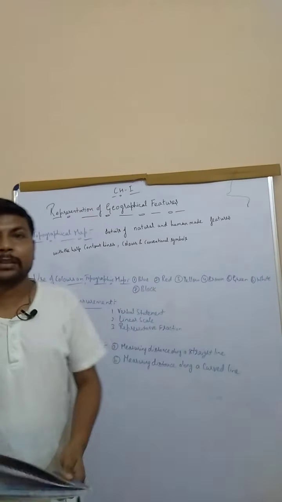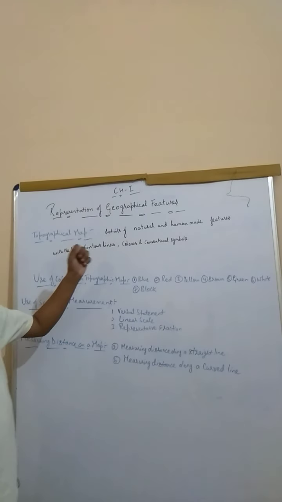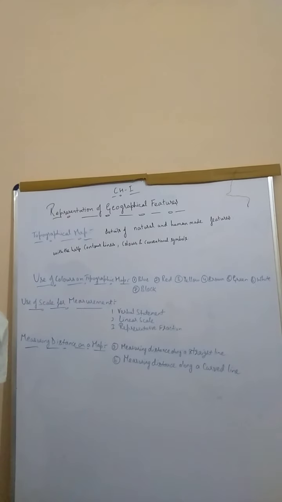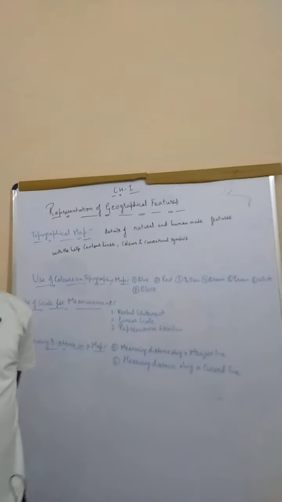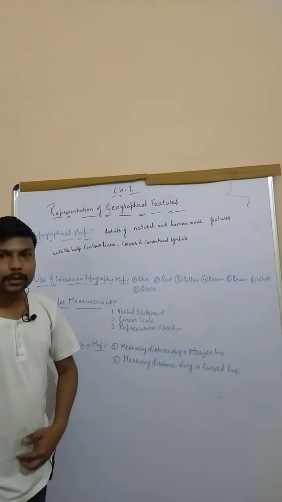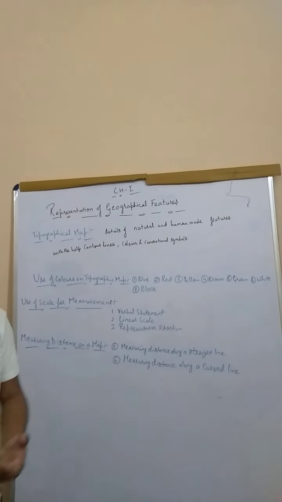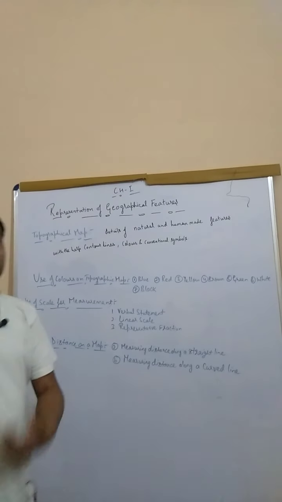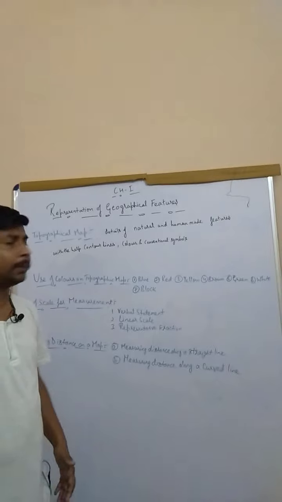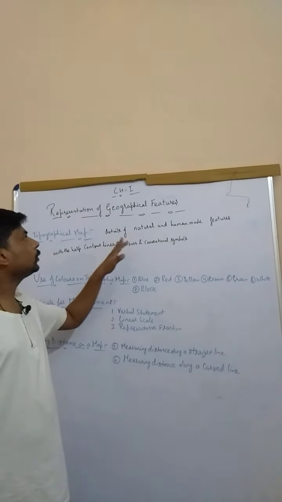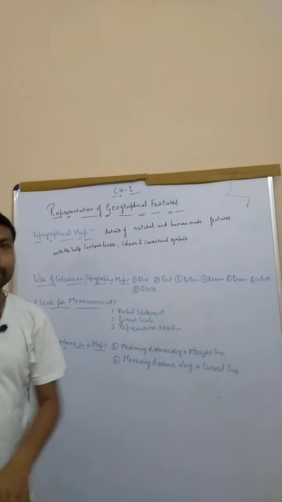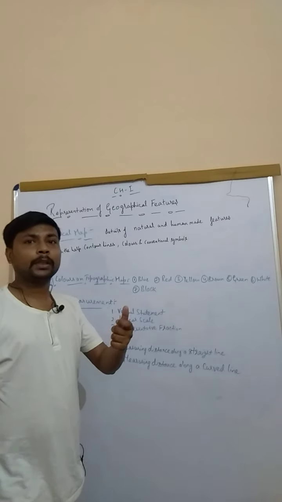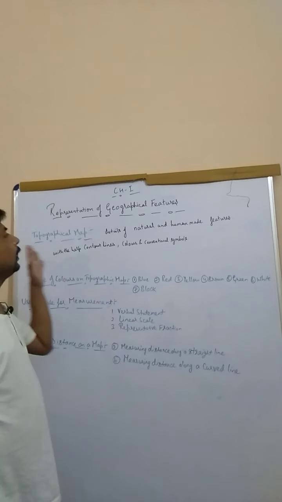Students, today we start with our first chapter of geography, representation of geographical features. If we are going to represent some geographical features on a map, we can represent them through the topographic map. As in the previous class, we told you about the topographical map, political maps, and other maps also. So here, the physical features of a particular place on a map should be shown by using a topographical map.